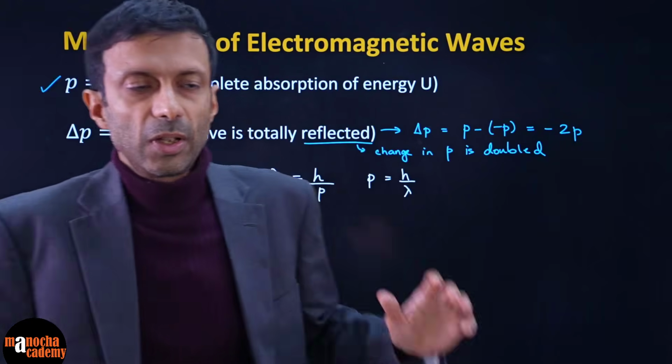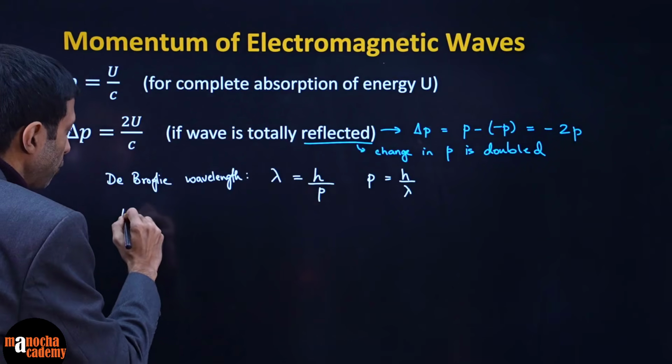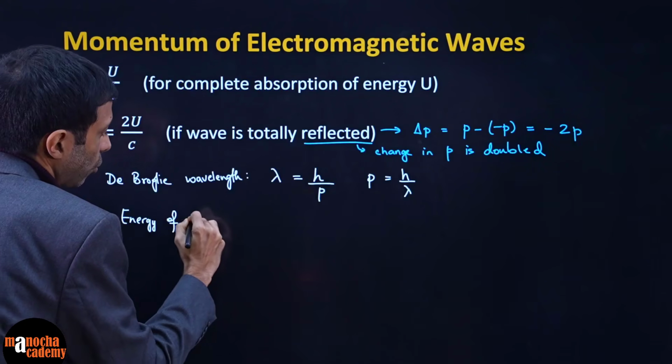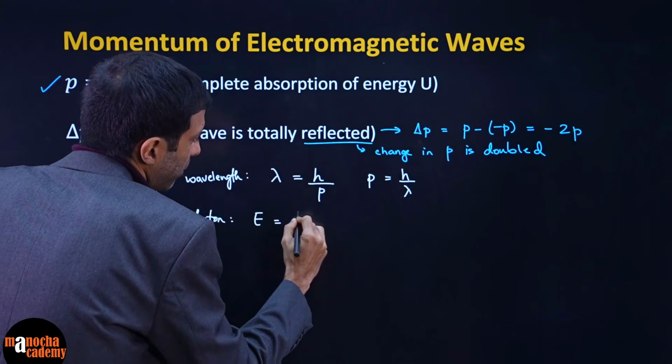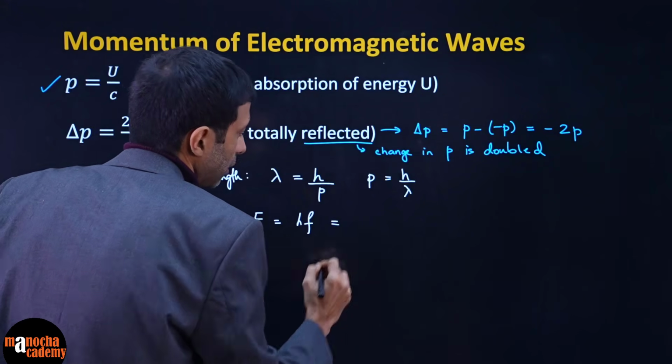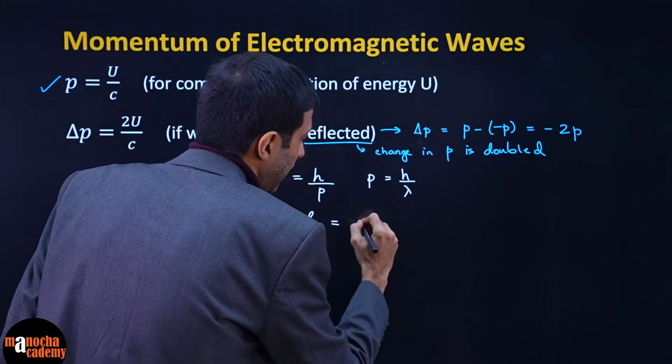Now when we talk about the energy of light, or the energy of the photon, when we treat light as particles, remember the energy of the photon is hf, h times its frequency, and f is c by lambda, so the energy is hc by lambda.